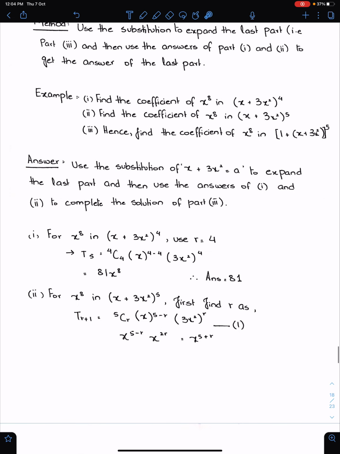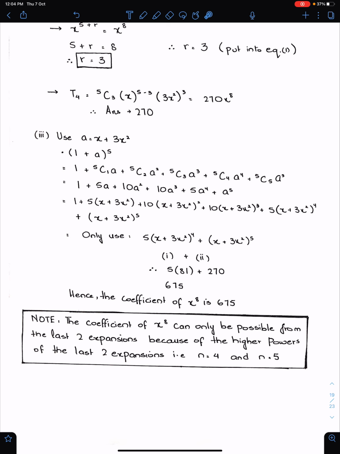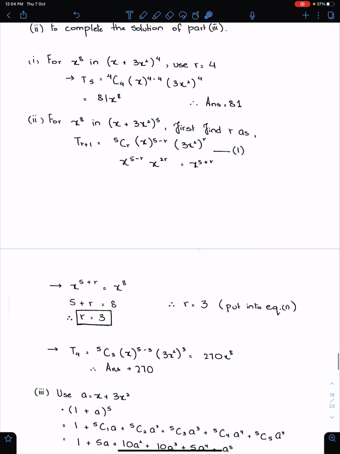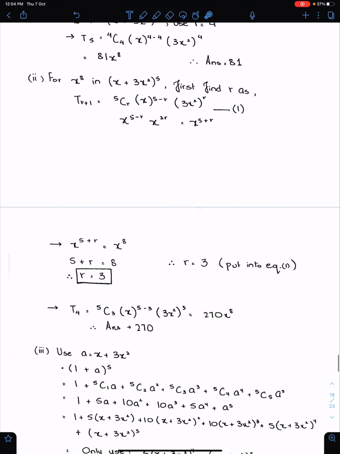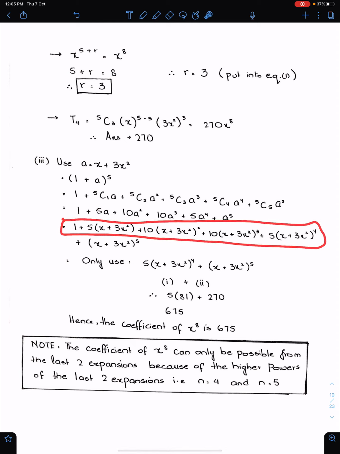The question is: find the coefficient of x^8 in this expansion, this one. So I will use substitution. First substitute this by a, now expand this fully. When you expand this till the last term, you will get this. Now substitute a by this. So this is the expanded form of this expansion, (1 + x + 3x^2)^5.